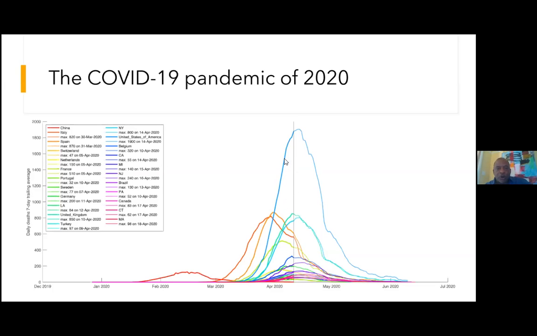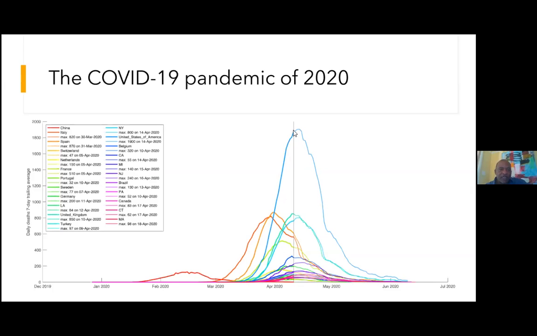And so you can see New York as a separate line right here, right? Here's the U.S., here's Italy, here, Spain here, right? California's on here as well, right? So California, we're actually down here. We've never really reached 500 or 1,000 deaths per day.